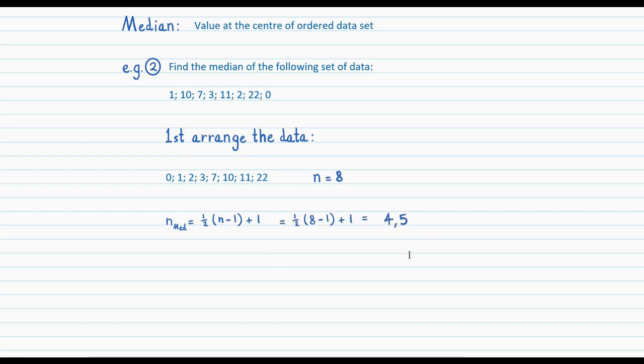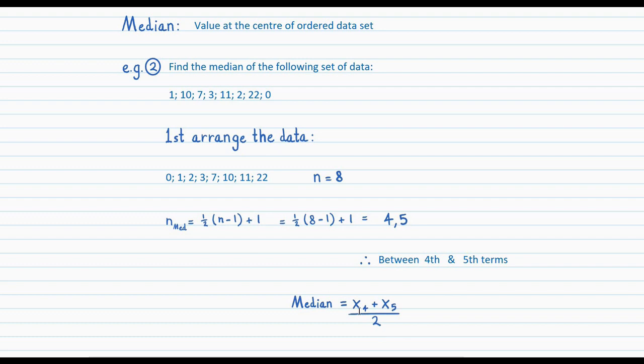So clearly we can't have 4.5 of a point. We can only have a 4th point and a 5th point. So whenever you have a number with a decimal point, it basically means you take the average of the two whole numbers between which this overall value would fall. So 4.5 would fall between 4 and 5. So the point at the center would fall between the 4th and the 5th term. Now we can calculate the value of the actual median, which would just be the average of the 4th and the 5th point.